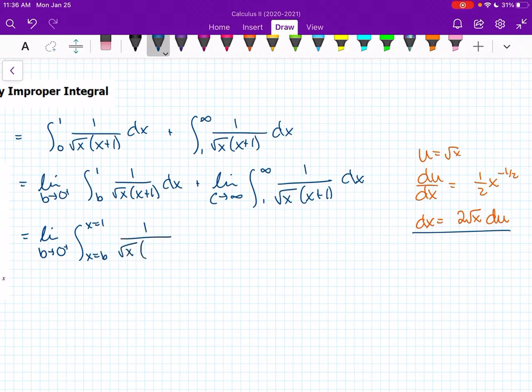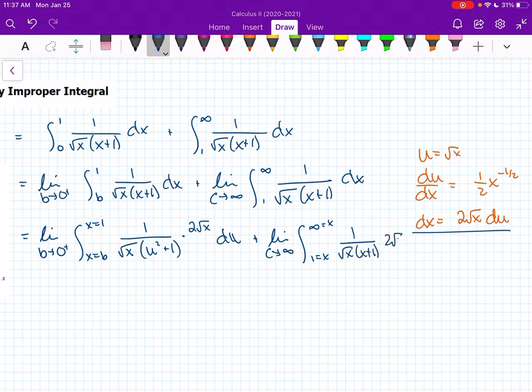And I'm going to leave this first square root, but I'm going to change x to being u squared, right? Because if u equals square root of x, x is u squared. And you'll see why that's helpful in a second. And then I have 2 square root of x du. And then the same thing over here. Oops, I forgot my limit notation. Forgot my x's. Okay, so then my square roots will cancel, and I have a 2 now.